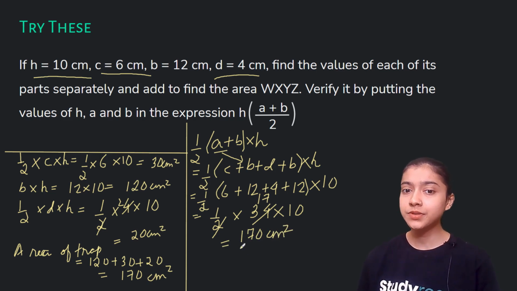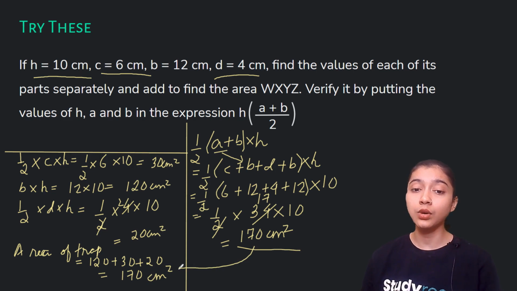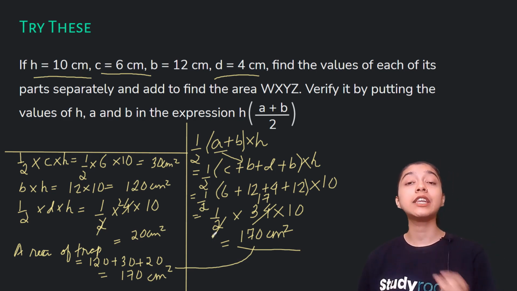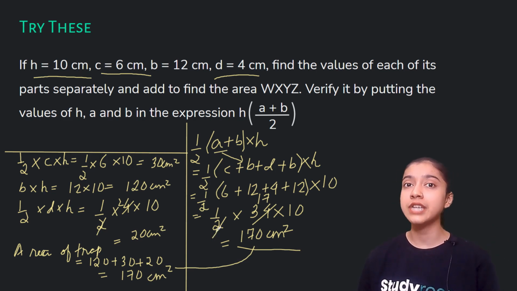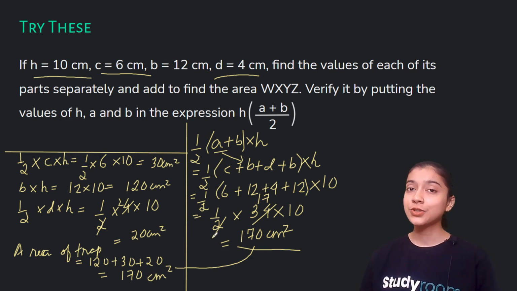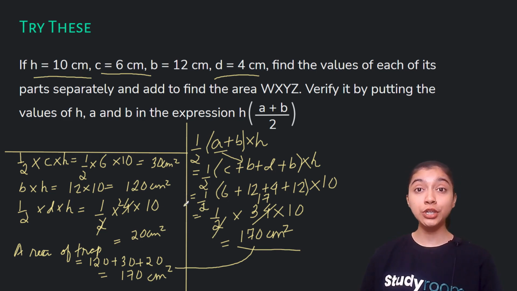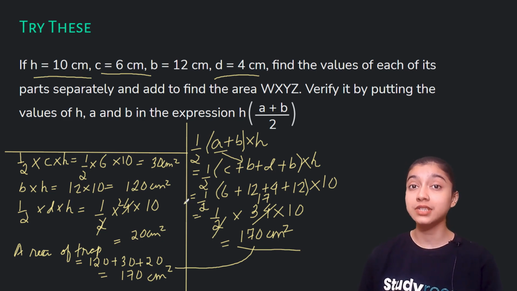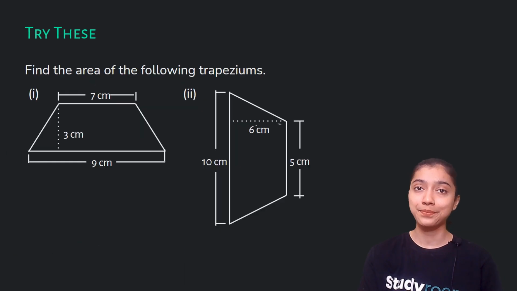Now what do we observe? That this area is equal to this area. So ultimately if we calculate the area of the trapezium in separate ways and if we calculate the area of the trapezium by directly putting the values into the formula, the area will be the same. So it is verified that the area of the trapezium is half into the sum of its parallel sides into the perpendicular distance between them.